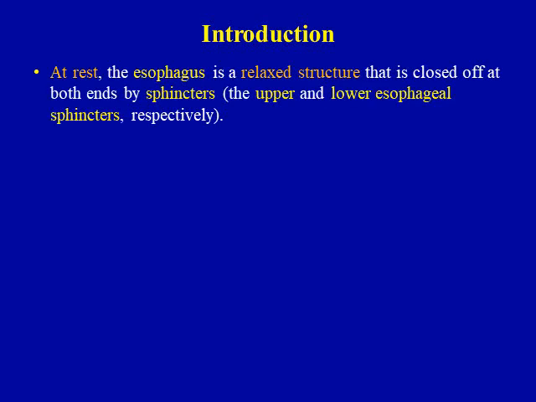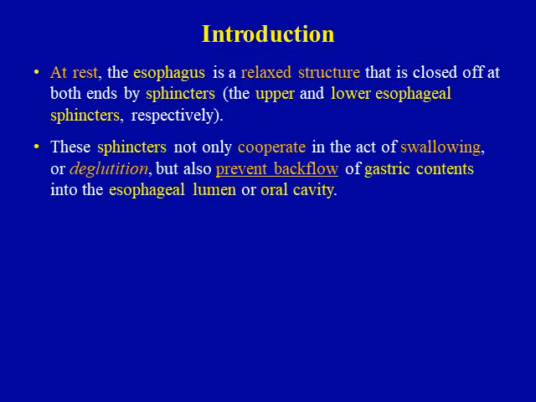At rest, the esophagus is a relaxed structure that is closed off at both ends by two sphincters, the upper and lower esophageal sphincters respectively. These two sphincters not only cooperate in the act of swallowing, or deglutition, but also prevent the backflow of gastric contents into the esophageal lumen or oral cavity.